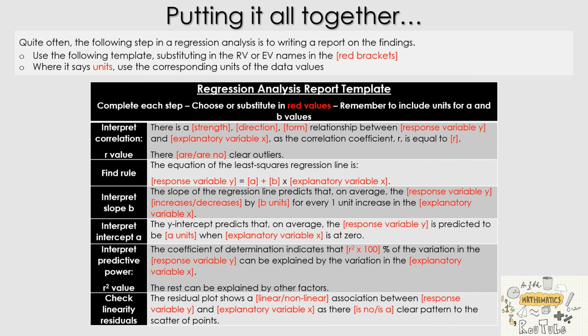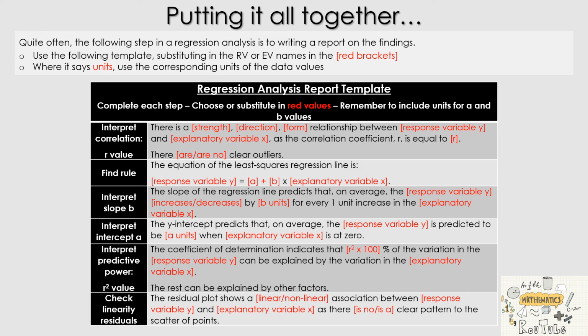Okay, and now just to finish off the video, often we are asked to put the regression equation together into a regression analysis report. So what I've done is I have created a template in which you can simply follow these really simple and straightforward steps. So we need to use the following template, substituting in the RV or EV names for the red brackets. Wherever it says EV in this specific question, we're going to put the height, and wherever it's got RV, the response variable, we're going to put weight because that was on our y-axis.